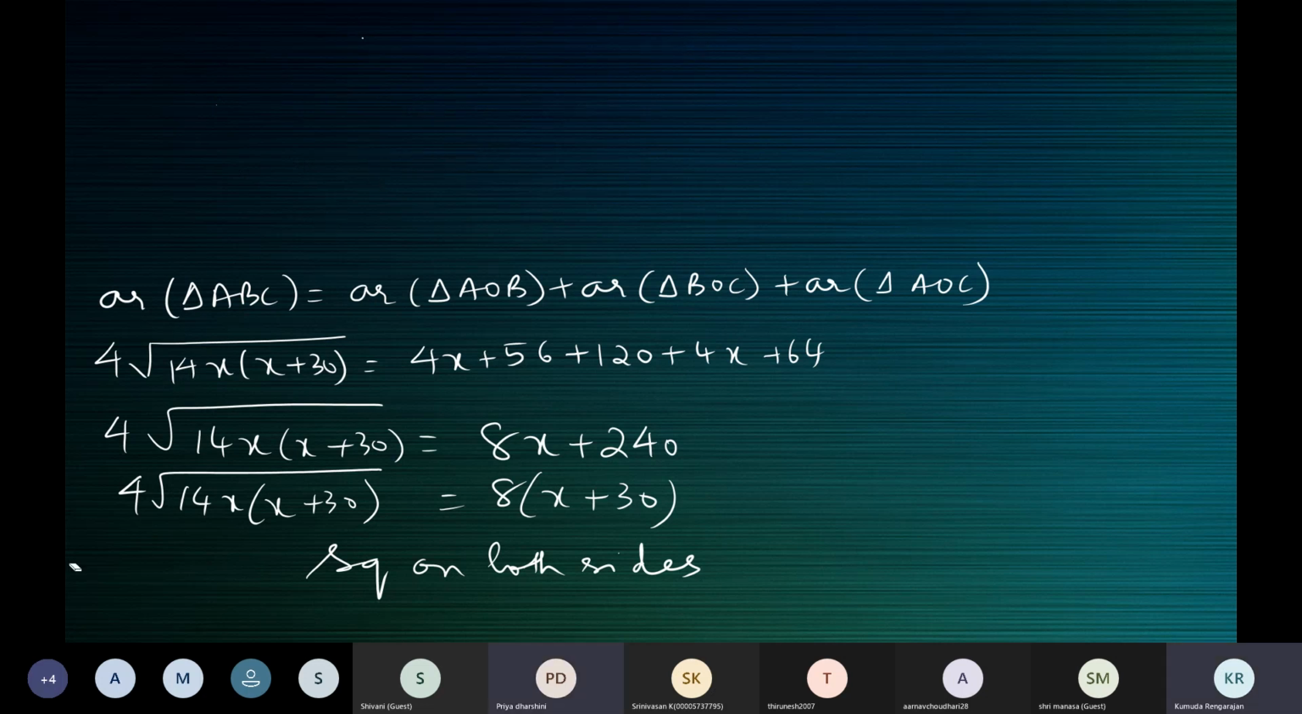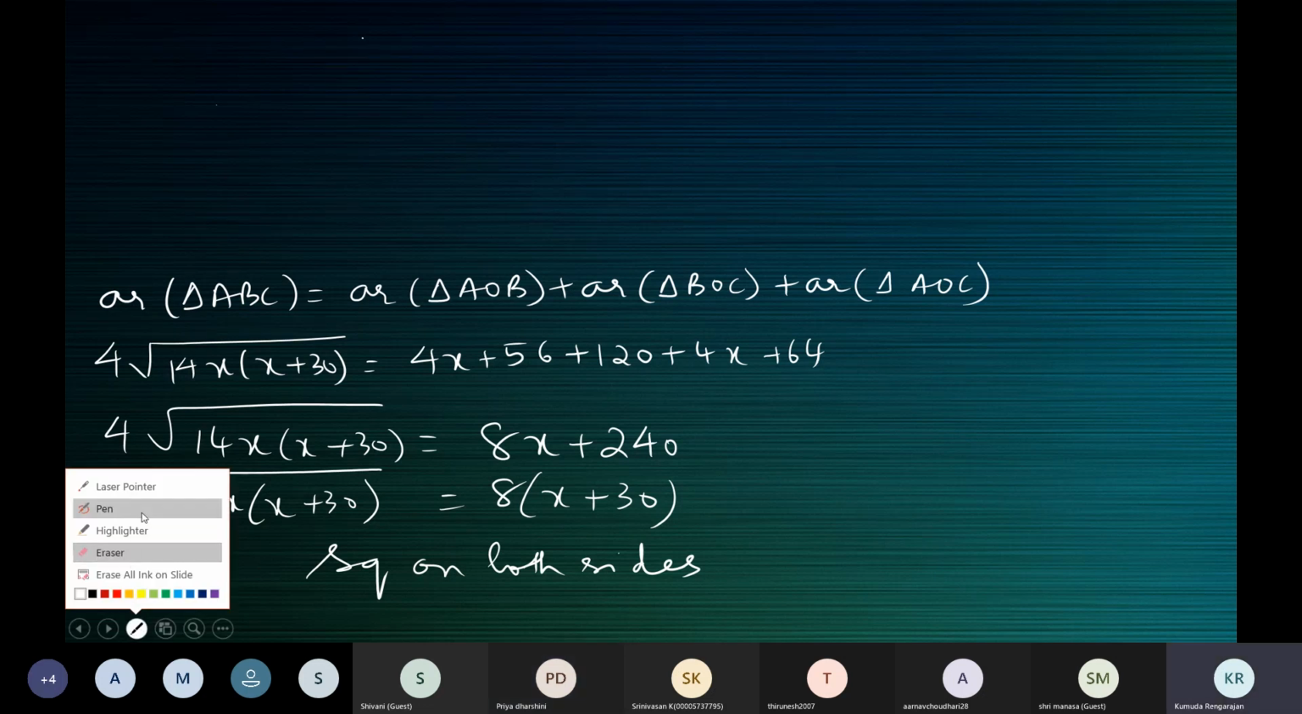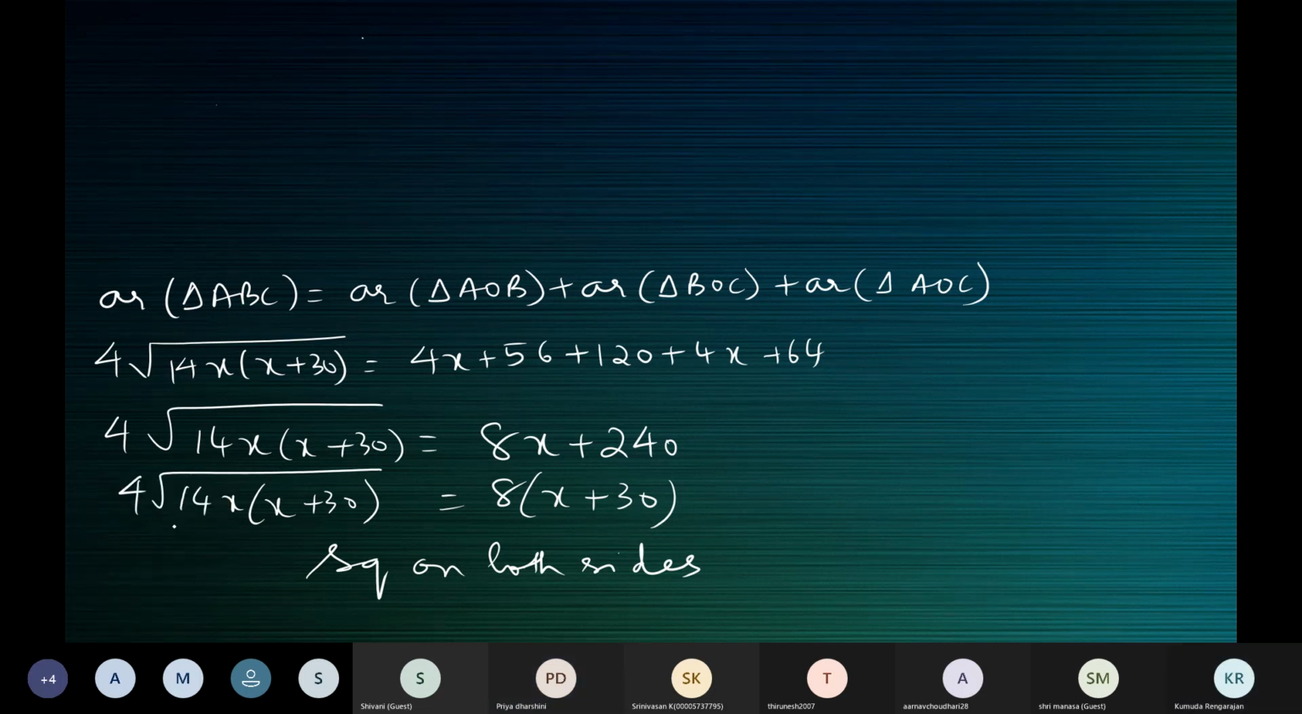Ma'am, x is 30, ma'am. X is 30. 3 1 3 or 3 0? 30, ma'am. No. What's the other value of x you got? Minus 12. You have gone wrong there. It's minus 30 and plus 12. Okay, ma'am. Please check.